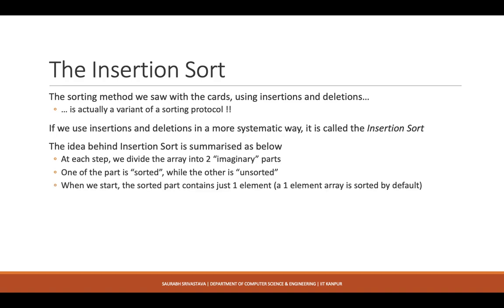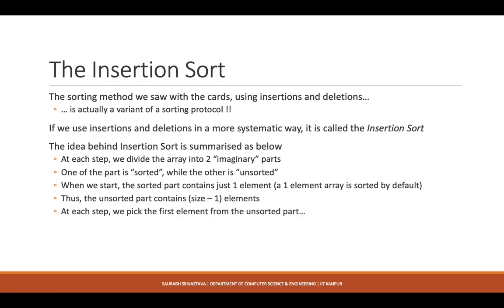Now when we start, what we simply do is put the bookmark after the first element. Why? Because the first one element array is sorted by default, right? There is no need to sort a one element array. So basically, if I put the marker right after the first element, I can say that the left part is sorted and the right part is unsorted. Then the unsorted part has size minus one elements, and the sorted part has just one element.